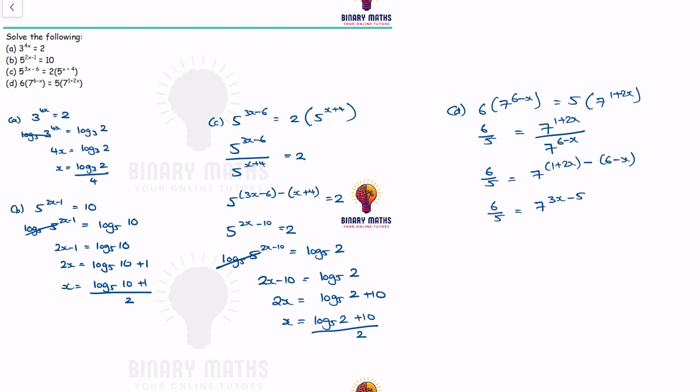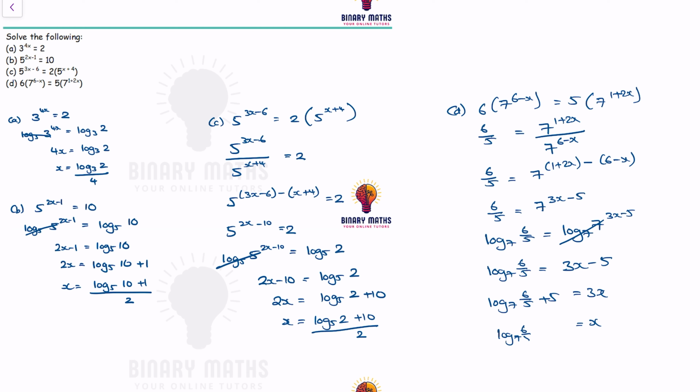Because it's 7 to the power of, I need to apply log base 7 to both sides. So log base 7, 6 over 5 is equal to log base 7, 7 to the power of 3x minus 5, which cancels out. So I've got log base 7, 6 over 5 is equal to 3x minus 5. If I add 5 to both sides, I get log base 7, 6 over 5 plus 5 is equal to 3x, which means x is equal to log base 7, 6 over 5 plus 5, all over 3.